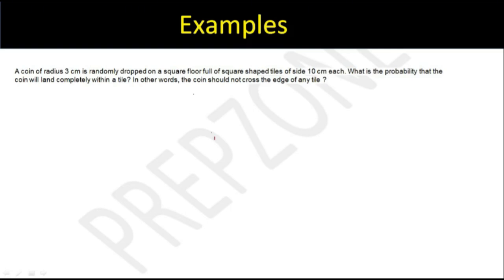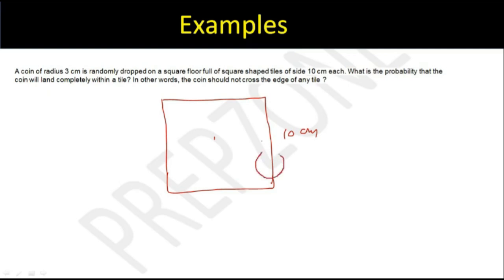एक square है, right? You have a square here. Let's say this is a square of 10 centimeters. ऐसी बहुत सारी tiles है, right? You have a lot of tiles, but let's just consider one tile of 10 centimeters. Now a coin is dropped. What is the probability that the coin will land completely within a tile? I want this coin to be totally inside it. ऐसा नहीं होना चाहिए कि यार your coin is like this. This is not a favorable case. So the coin has to be inside it.